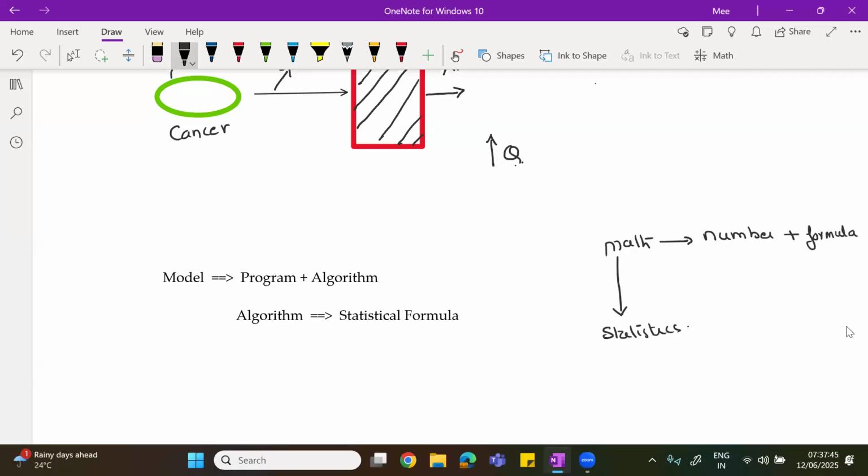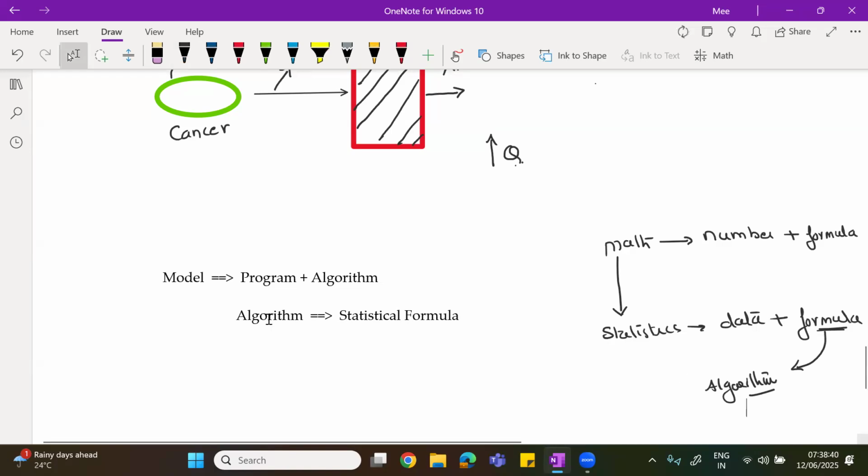What does statistics do? Statistics deals with data. Data consists of numbers, characters, symbols, everything. There will be a formula here also. This statistical formula, in simple terms, we can call an algorithm. When you are implementing this, you can't directly implement it. When you want to implement it, there are some pre-processing steps we have to do. That is what it says: a step-by-step process of implementing a formula on the data is called an algorithm. From our point of view, that is the definition. Now you know what the model is, and you have a basic idea of the algorithm.